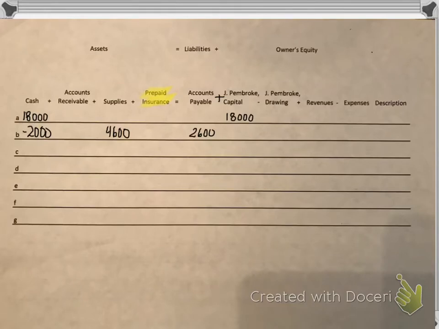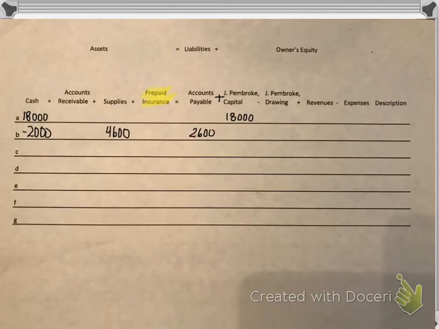And the reason it's an asset is because there's future benefit there. The definition of an asset was something that the business owns that is going to provide future benefit. If we were just paying for 1 month of insurance, then there would not be future benefit. It would not be prepaid insurance. But since we are paying for it for months in advance, it is an asset.